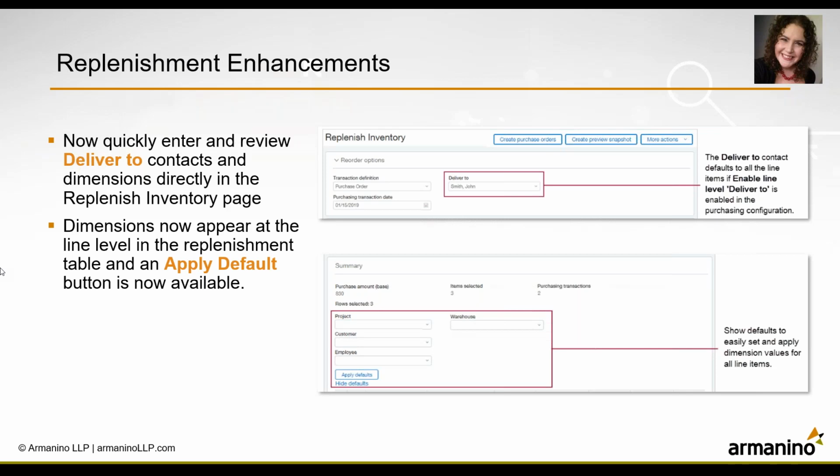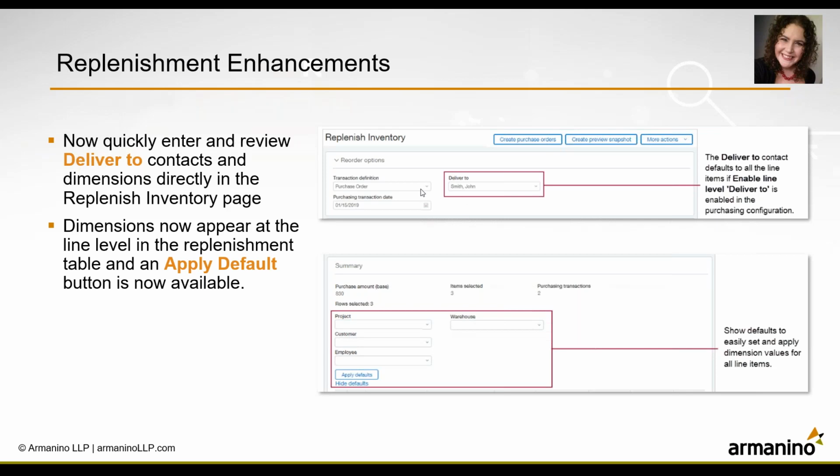Now you can quickly enter and review your delivered to contacts and dimensions directly in the replenish inventory page. Previously, it was a little buried there for you. Dimensions also appear at the line level on the replenishment table, and an apply default is also available, so you can update everything at once if needed.